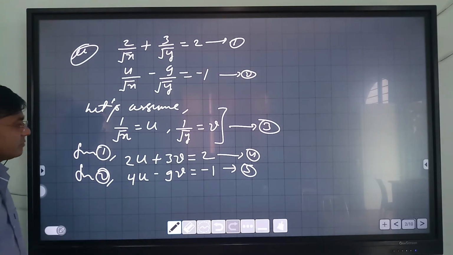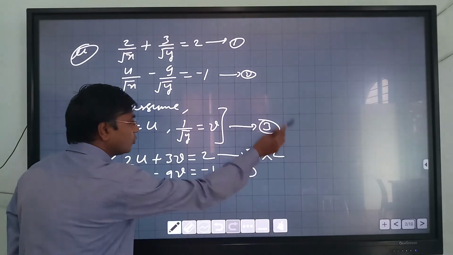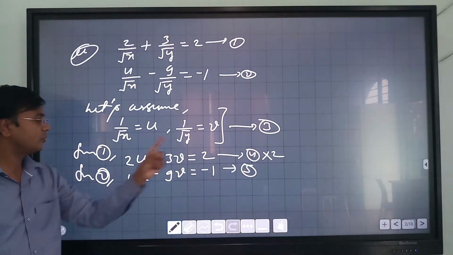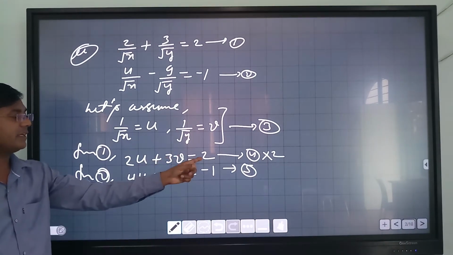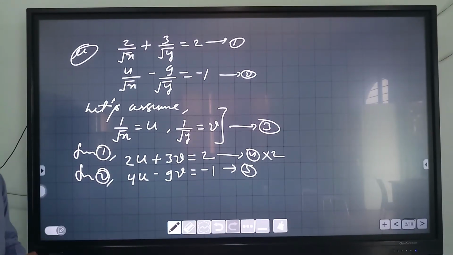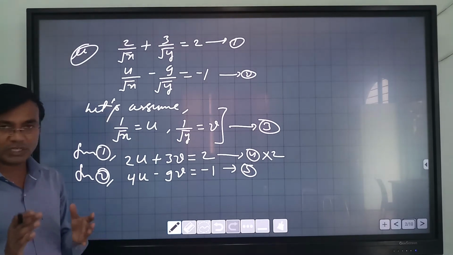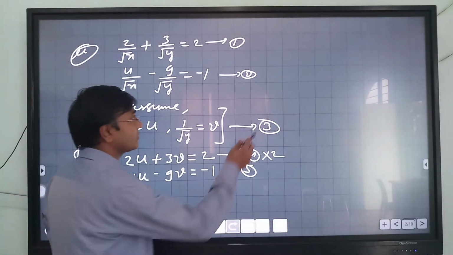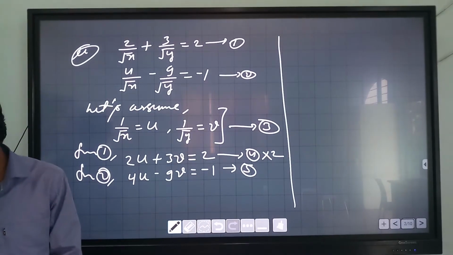So for elimination, if you want to cancel u, we can multiply this equation by 2 throughout, because 2 and 2 becomes 4, right? And here 6 and here 4. Then subtract the equation, get the value of u and v. So we already discussed about this elimination method, right? So if you further have doubt, you will ask your doubt, right? So only one step that you have to reduce the given equation.